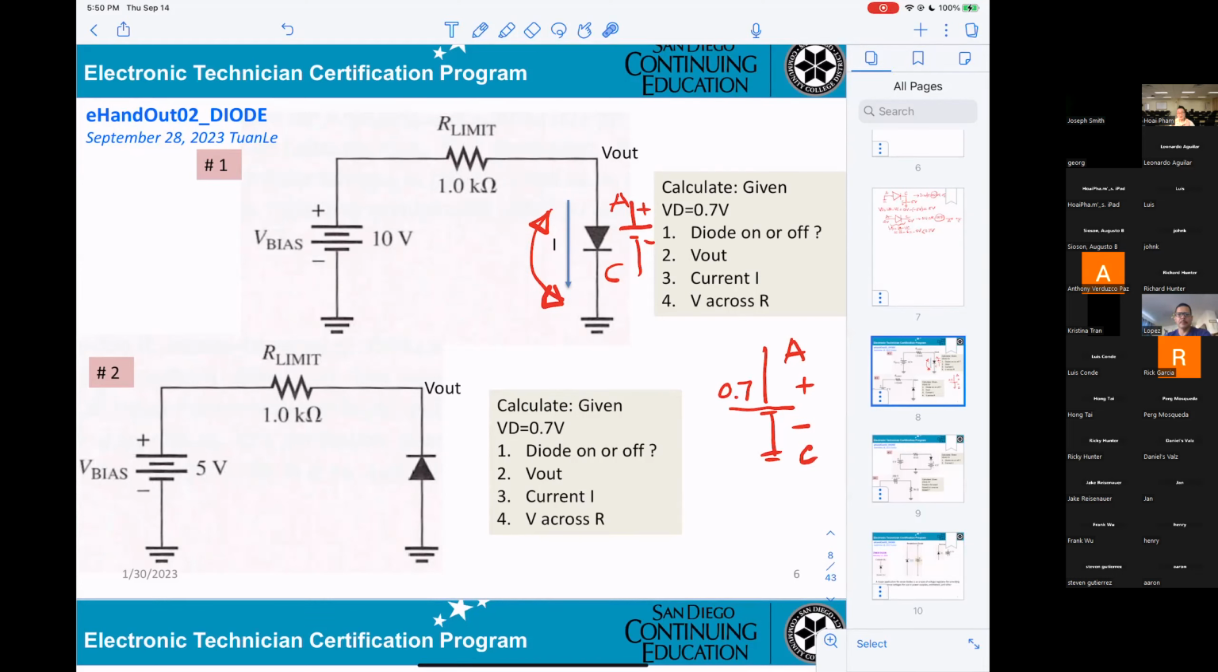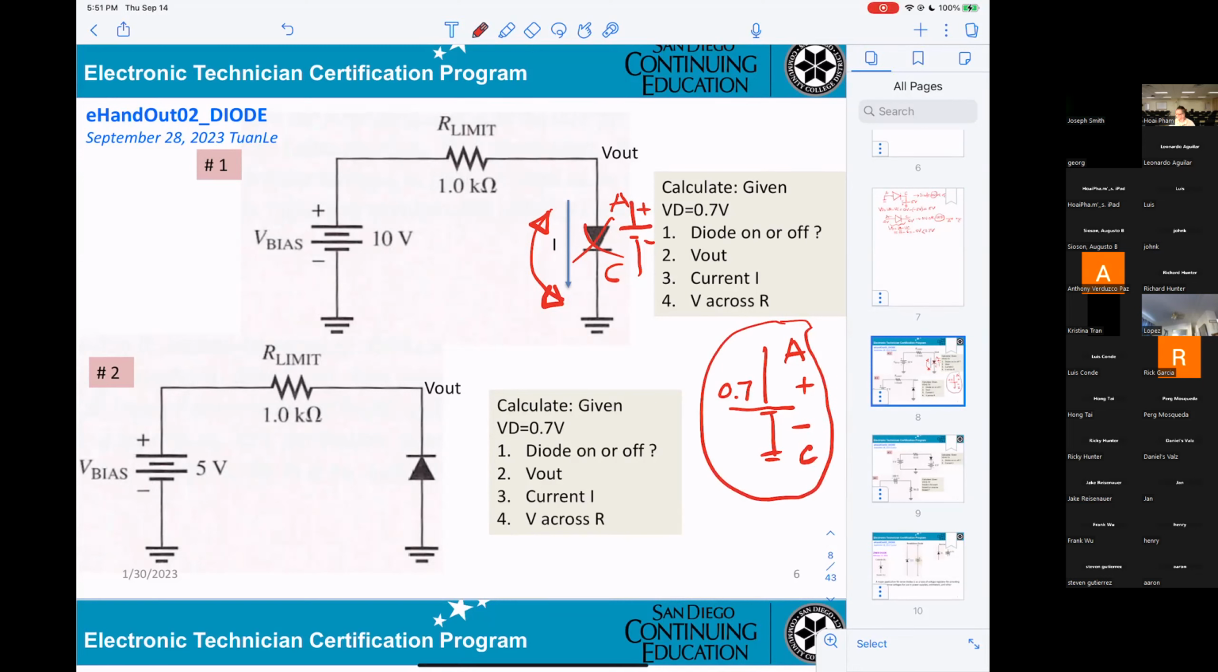No. Right now I just said, if you said diode on, right? Right. Then you don't see that one anymore. Okay. You see that one. You substitute the diode by the battery.